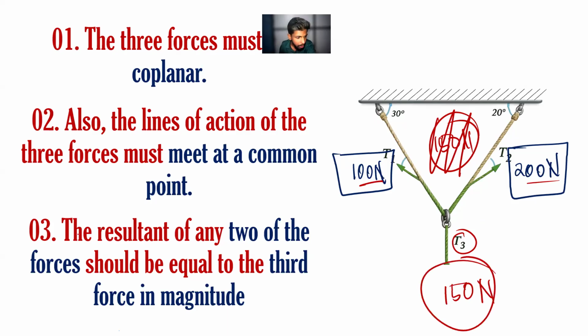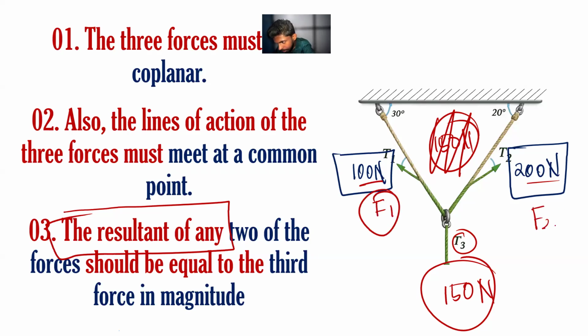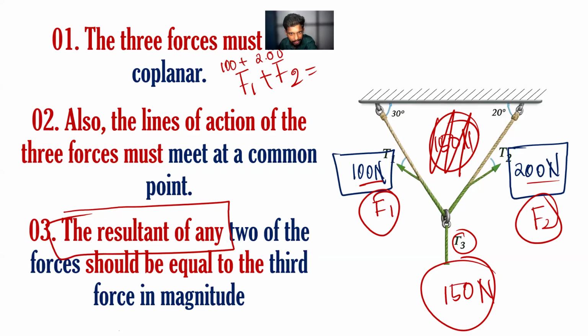So now read the question. Resultant of any two forces, F1 and F2. So we'll make the resultant, right? F1 plus F2. This is the resultant force. What was the resultant, Pulal? What was the resultant if I am adding those two forces?